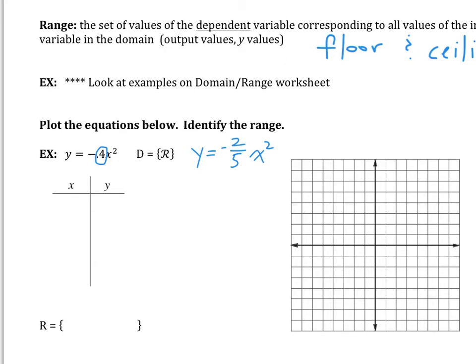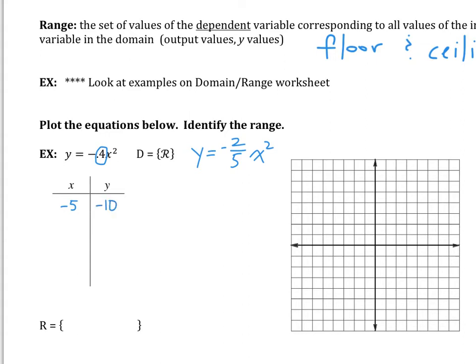So I might start at negative 5. And you might ask, well, why are you starting at negative 5? Well, if I start at negative 5 and I square that for x, negative 5 squared is going to be 25. If I multiply 25 times negative 2/5, I'm going to take that 25, divide by 5, which is 5 times negative 2. I'm going to get negative 10, which is a nice point to plot.